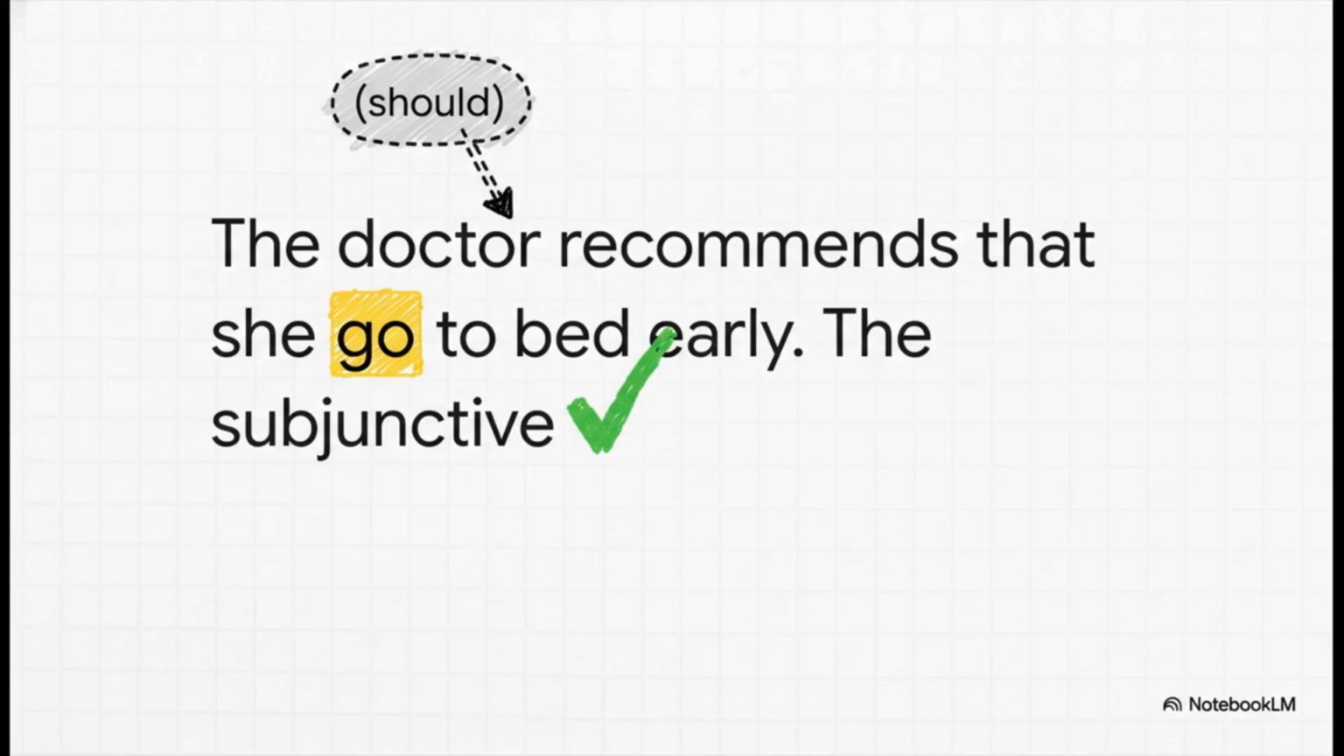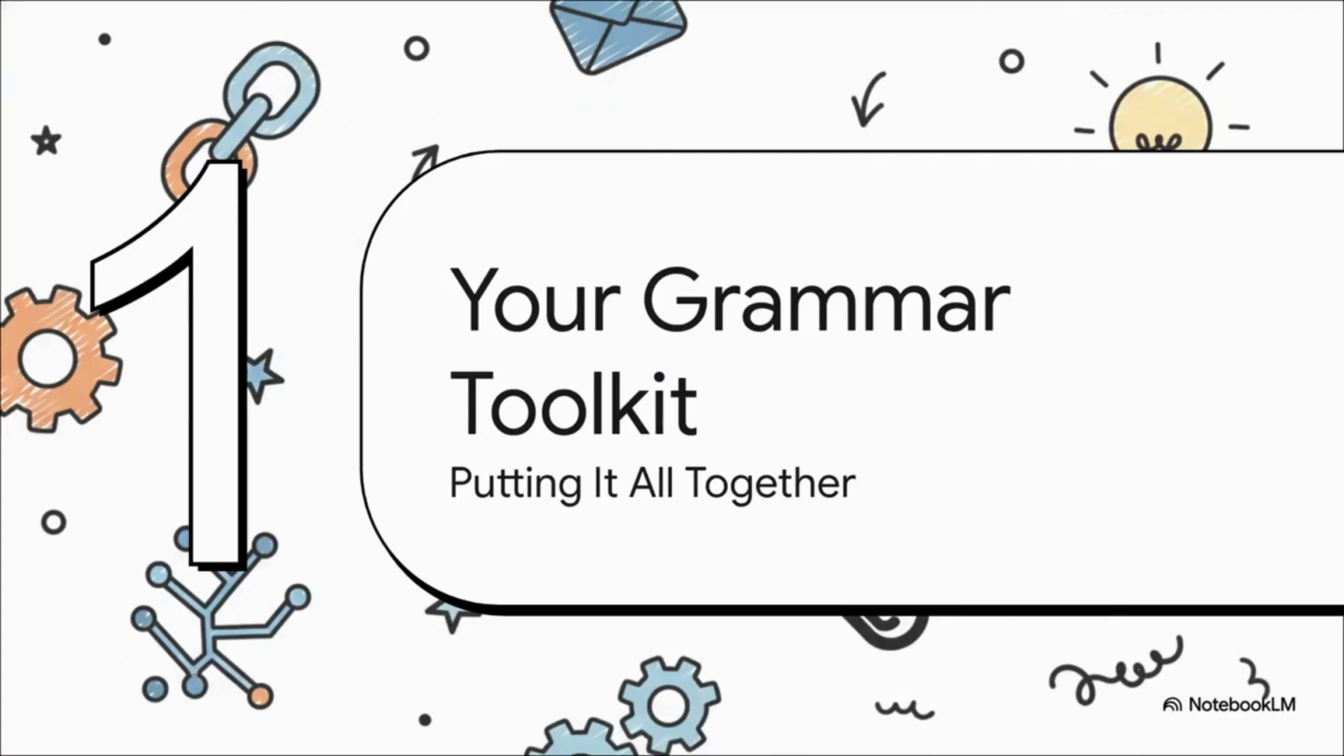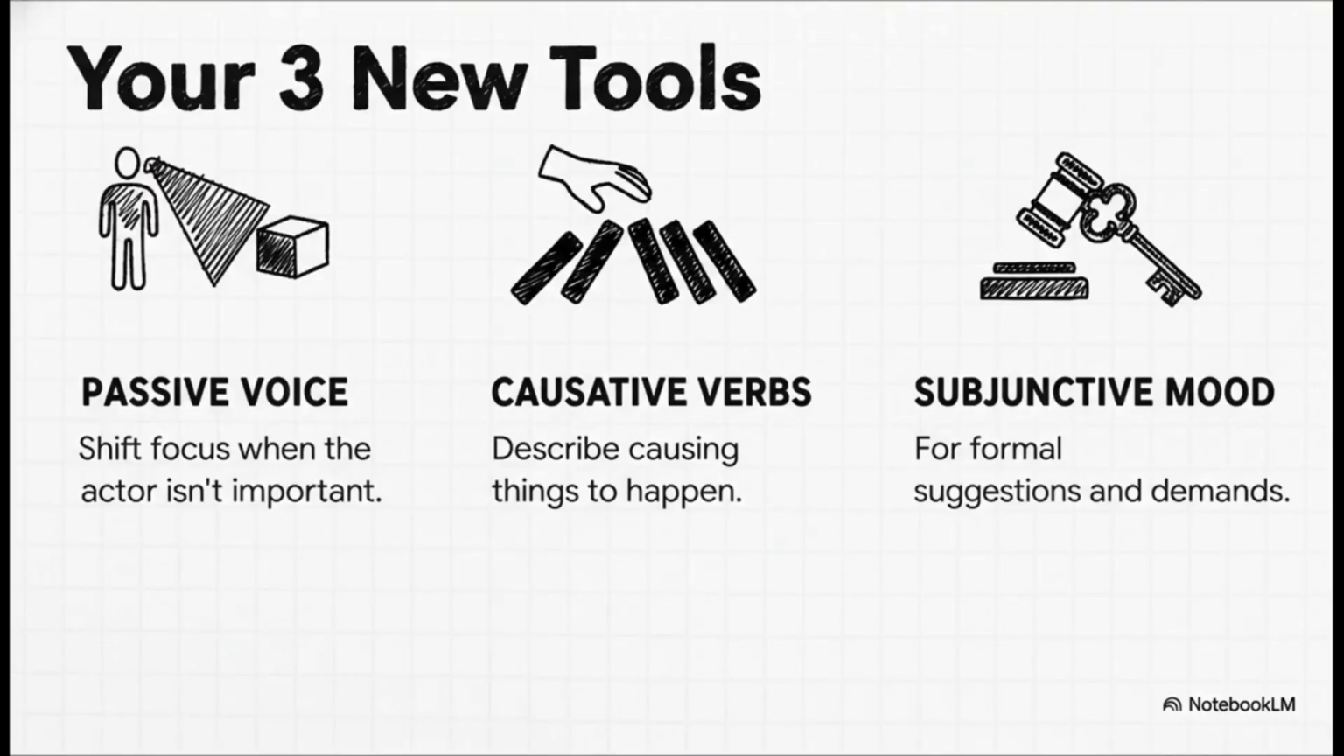I know, it might sound a little weird to your ear at first, but once you get the hang of it, your English will have this new level of formality and precision that really sets you apart. And just like that, you've added 3 incredibly powerful tools to your advanced grammar toolkit. Let's do a quick recap of what they are and why they are so important. So, think about it. You've got the passive voice for strategically shifting focus. You've got causative verbs to talk about delegating and influencing. And you've got the subjunctive mood to make sure your formal requests and suggestions sound absolutely perfect and polished.